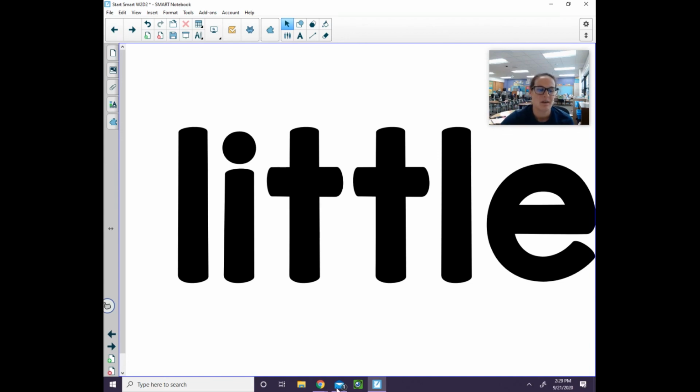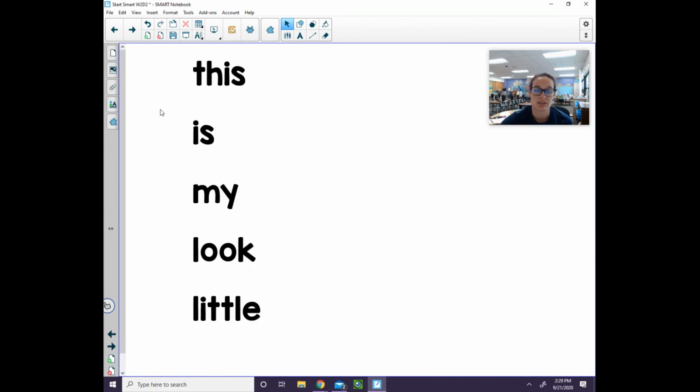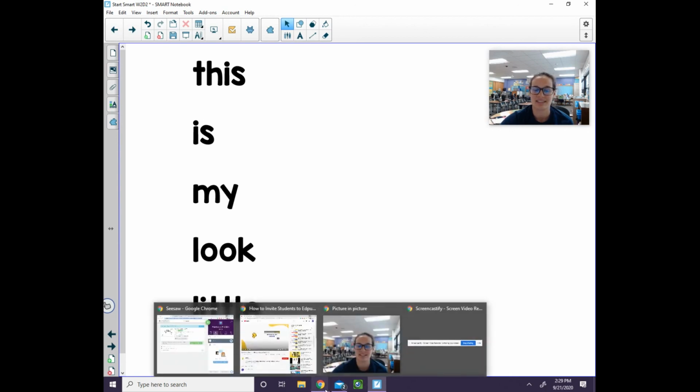Now we're going to write it. L-I-T-T-L-E. Let's take a look at the sight words that we learned last week. Last week we talked about this and is. And today we just used my, look, little. Let's go ahead and say each of those. This is my, look, little. Great job practicing today.